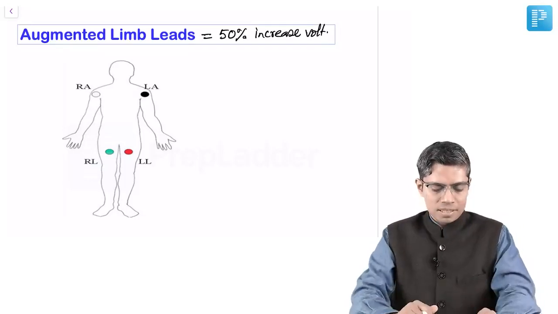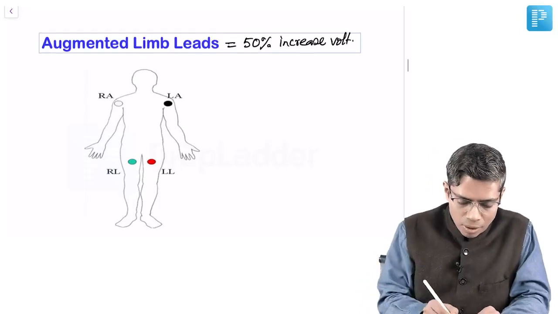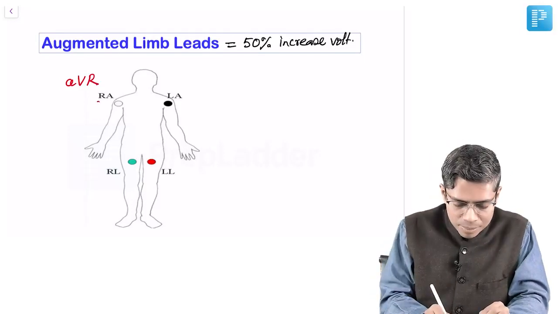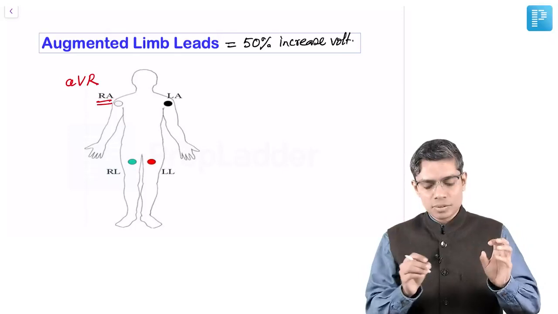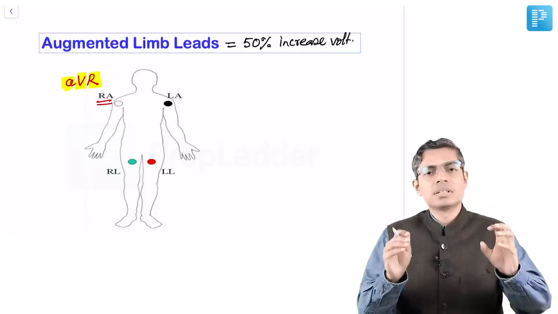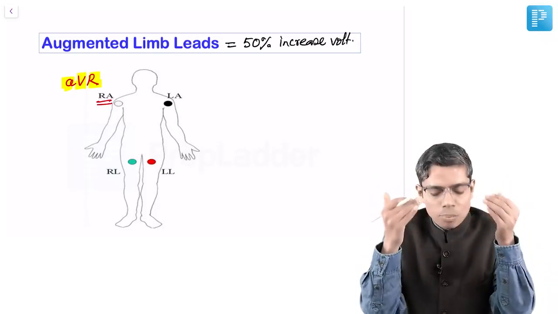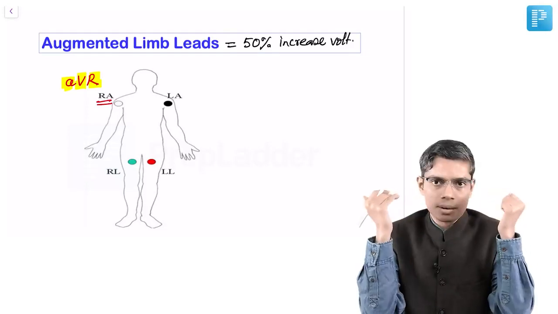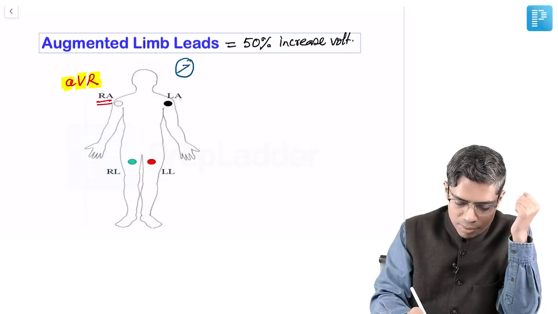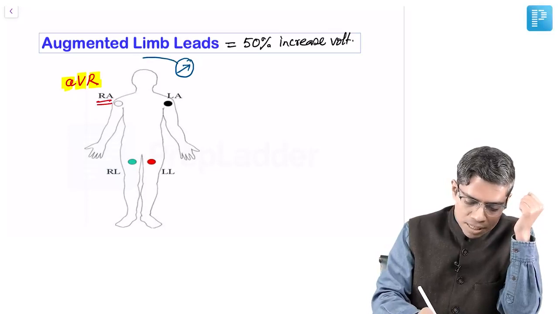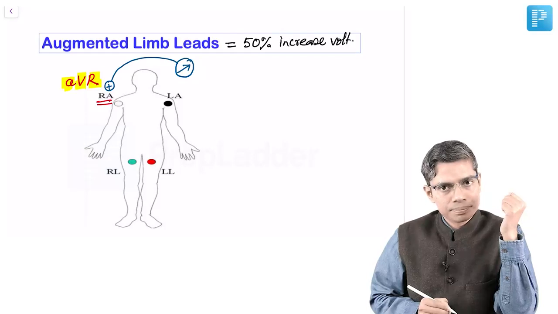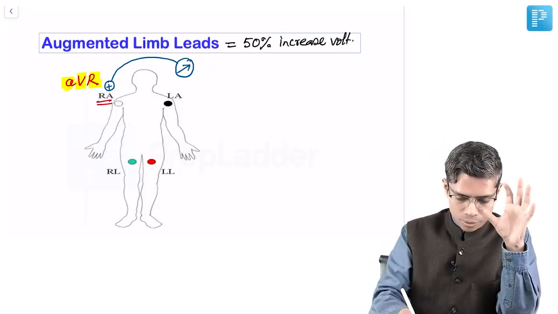Okay, so try to understand. Suppose I want to record the augmented VR. Augmented VR means I want to augment the right arm voltage. A stands for augmented, V stands for voltage, R stands for right arm. I want to augment the voltage of the right arm, right? So how to connect the voltmeter? This is my voltmeter. The positive end of the voltmeter has to be connected at the level of the right arm. So this is the active electrode.